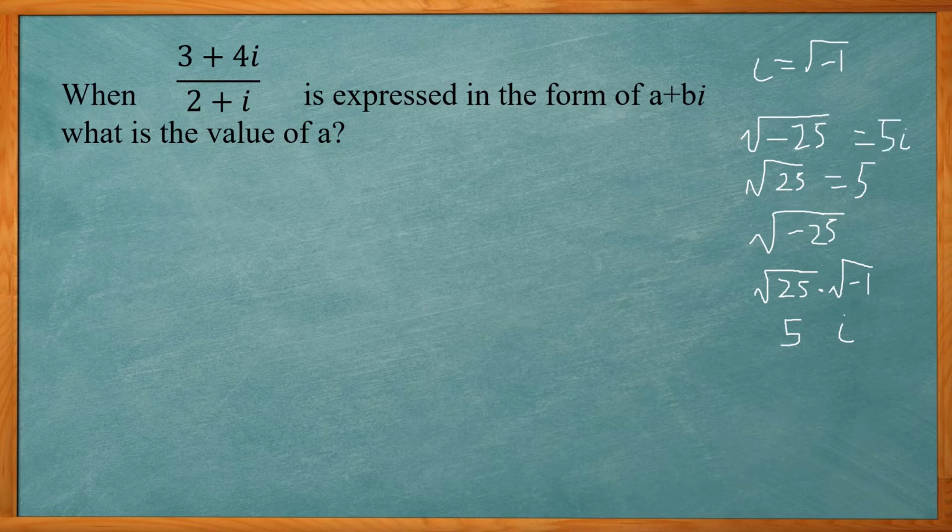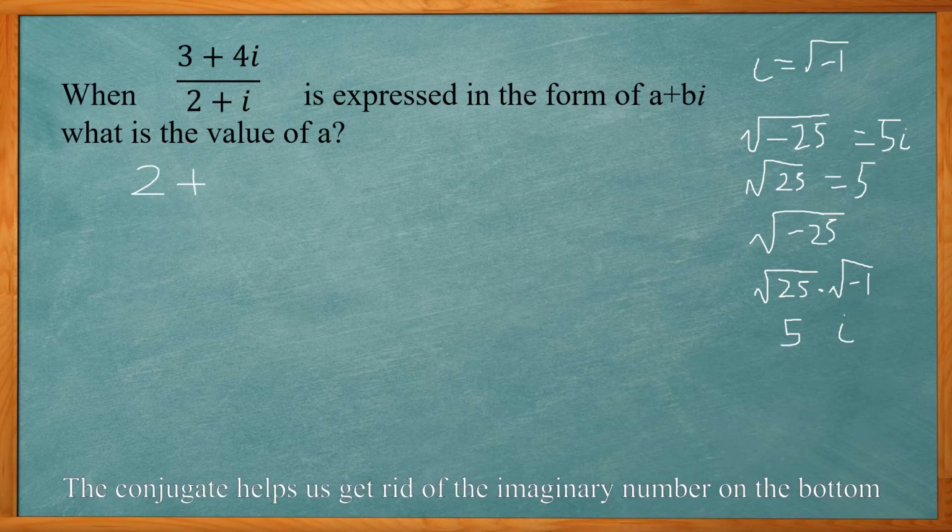Now when we have an expression like this, 3 plus 4i divided by 2 plus i, we want it in the form of a plus bi. What we need to do is take the conjugate of the bottom. So the conjugate of 2 plus i would be 2 minus i. When we do that, it ends up getting rid of the imaginary number on the bottom, and that's our goal.